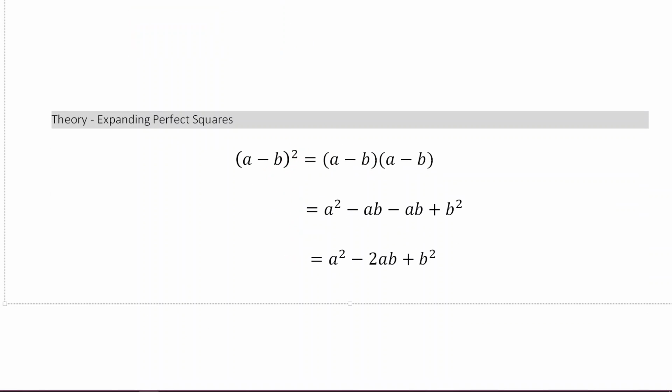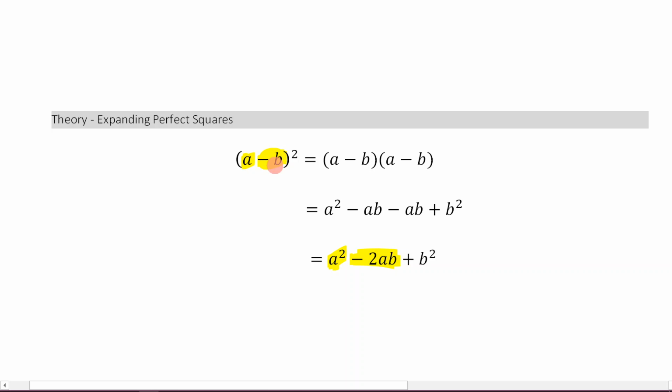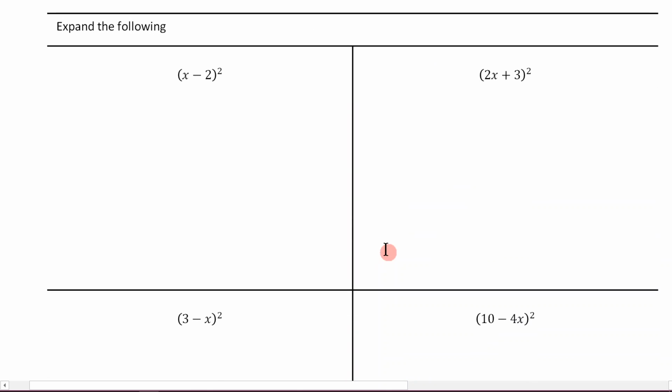All right, so we come here. This is our formula when we have a negative here. So it's exactly the same as the other one. So it's a squared. Then you go a times negative b times 2. So that's negative 2ab. Then you go negative b squared, positive b squared.